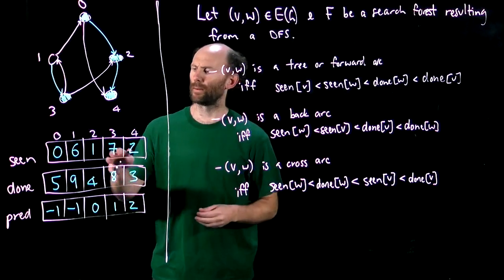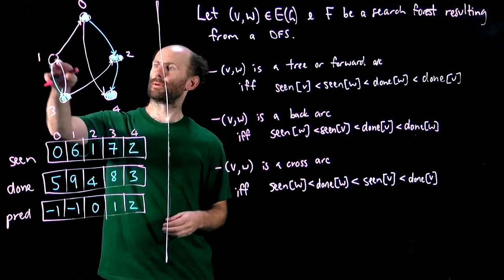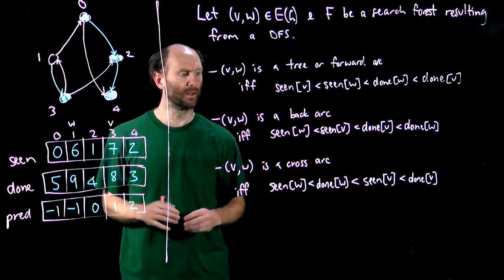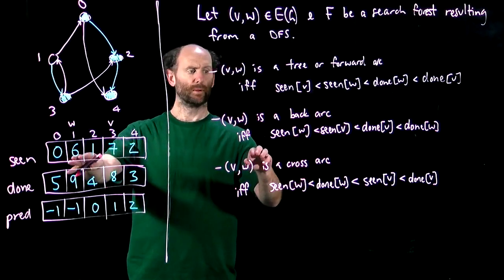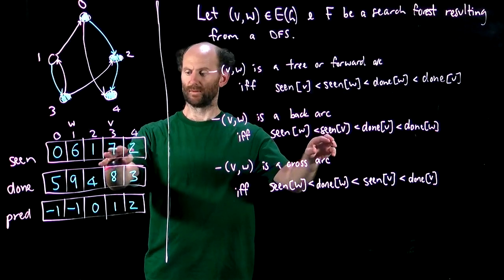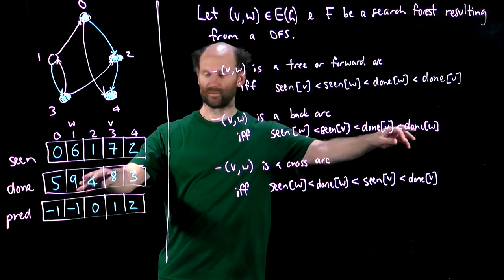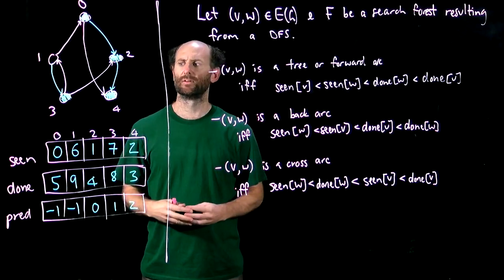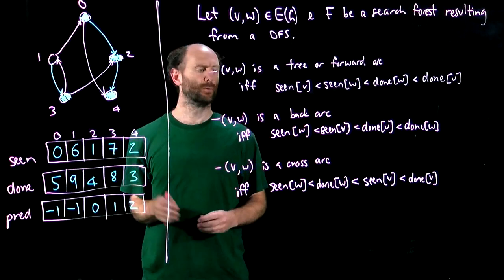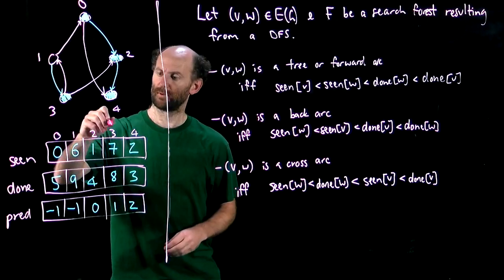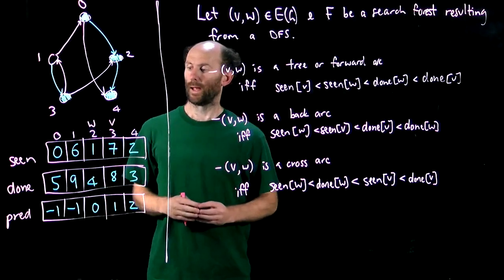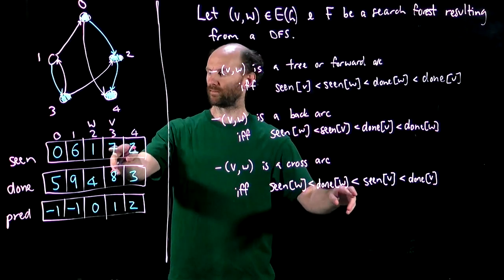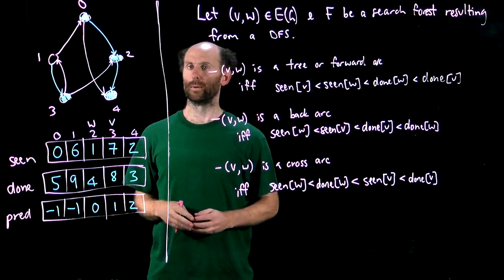Okay, so let's have a look at our example here. We saw that 3, 1 was a back arc, so this would be W and this would be V. And so seen of W is less than seen of V, which is less than done of V, which is less than done of W. So that checks out there. How about in the cross arc situation? Well, 3, 2 is a cross arc. This would be V and this would be W. And we saw and were done with W before we saw and were done with V.